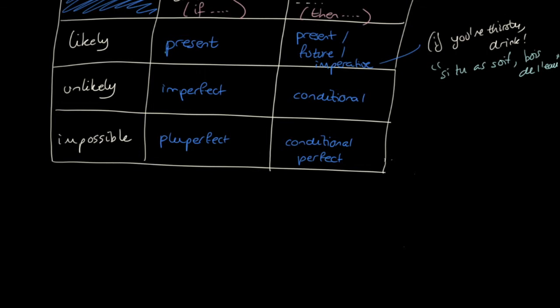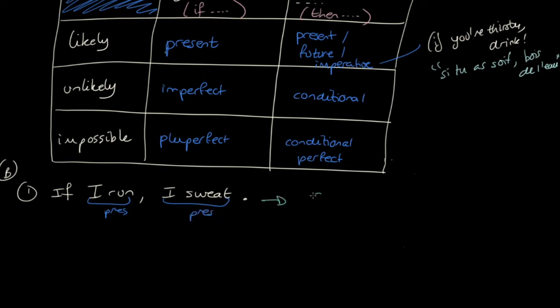Let's go with, let's pull this set B. If I run, I sweat. Yeah, if I run, I sweat. So what tense have we got in English? If I run, present. I sweat, present. So let's pop that into French. Yeah, so to run is courir. So present tense, si je cours. And then to sweat is suer. There you go. Perhaps didn't know that one. You learn something new every day. So I sweat, je sue. Si je cours, je sue. Present.